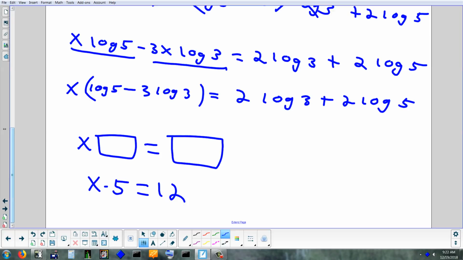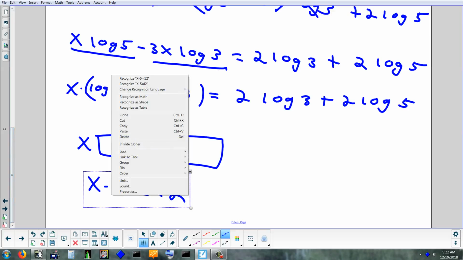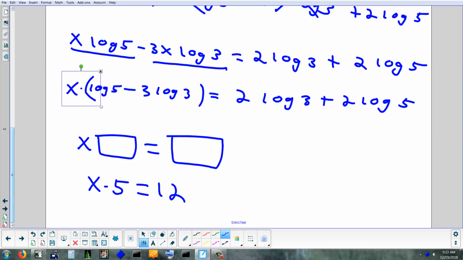What would you divide by? Log 5 minus 3 log 3. Yeah, you divide by whatever's right next to your variable. So if it was x times 5 equals 12, I would divide by what's next to x. If it's x times all this stuff, I would divide by all that stuff. And then I have x by itself.